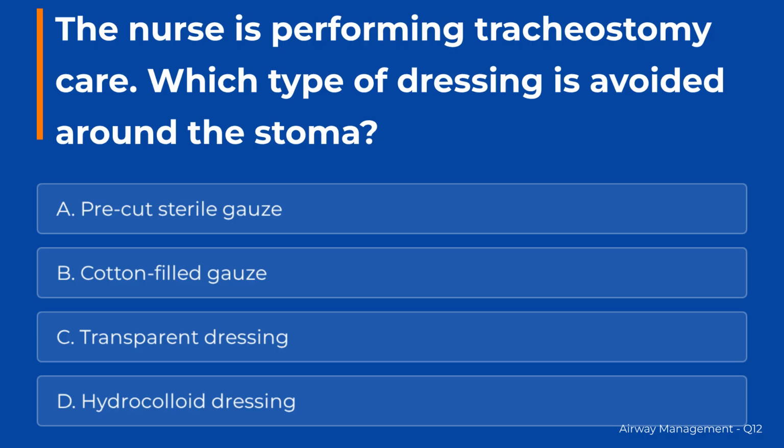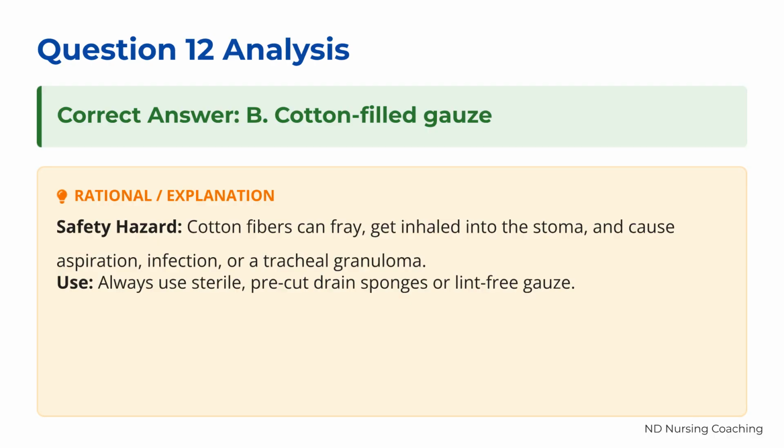Question 12. The nurse is performing tracheostomy care. Which type of dressing is avoided around the stoma? The correct answer is B, cotton-filled gauze. Cotton fibers can fray, be inhaled into the stoma, and cause aspiration or infection. Always use sterile pre-cut drain sponges or lint-free gauze.